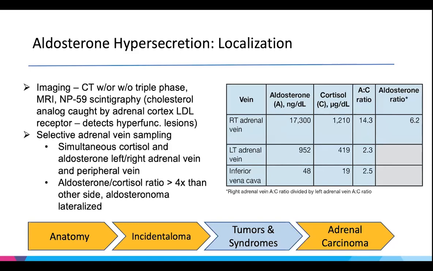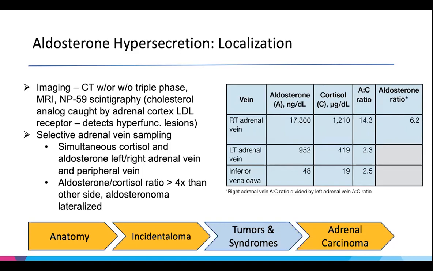For imaging, CT with or without triple phase, MRI, or NP59 scintigraphy, which is a cholesterol analog that's caught by the adrenal cortex LDL receptors, which can help you detect hyperfunctioning lesions. Also important to remember about adrenal vein sampling.